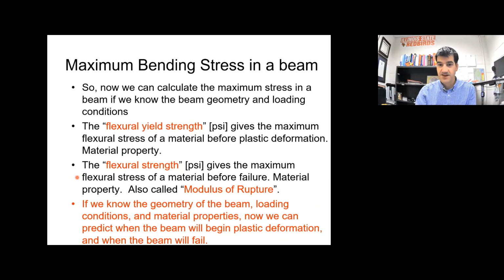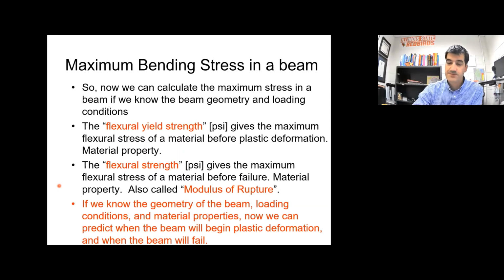Because if we have this equation for stress, like I showed you before, given the material properties and given the geometry of the beam and the loading conditions, if I know how much stress the beam can support, this is the maximum stress it can have, then I can use that equation and I can find the maximum force, right? So now you can predict when the beam is going to start to undergo plastic deformation. And now you can predict when the beam is going to fail.